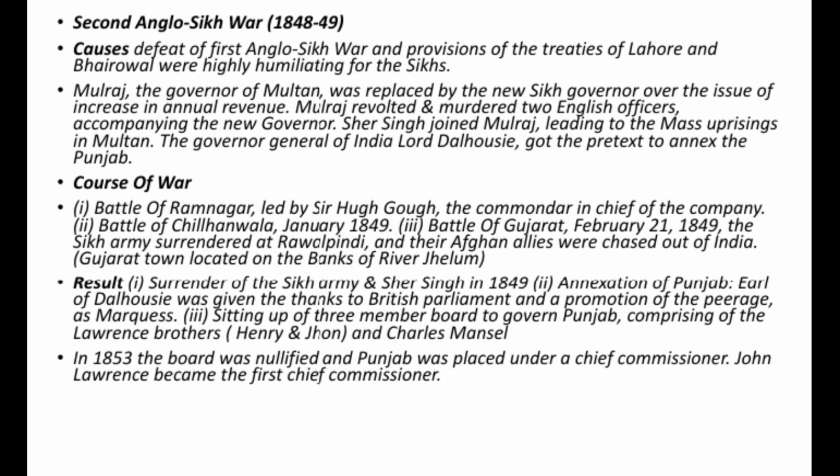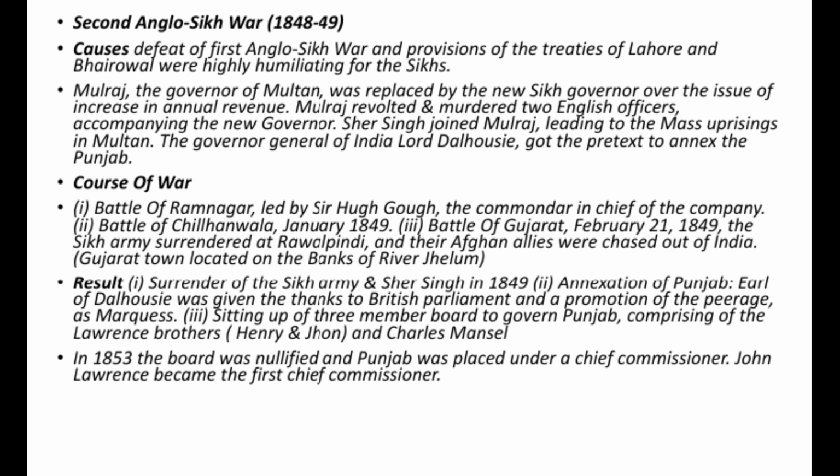Mulraj, as governor of Multan, was replaced by a new Sikh governor over the issue of an increase in annual revenue. Mulraj's men murdered 2 English officers accompanying the new governor, and Sher Singh was sent to suppress the revolt, but he himself joined Mulraj, leading to a mass uprising in Multan. This could be considered the immediate cause of the war, and then Governor General of India, Lord Dalhousie, a hardcore expansionist, got the pretext to annex Punjab completely.